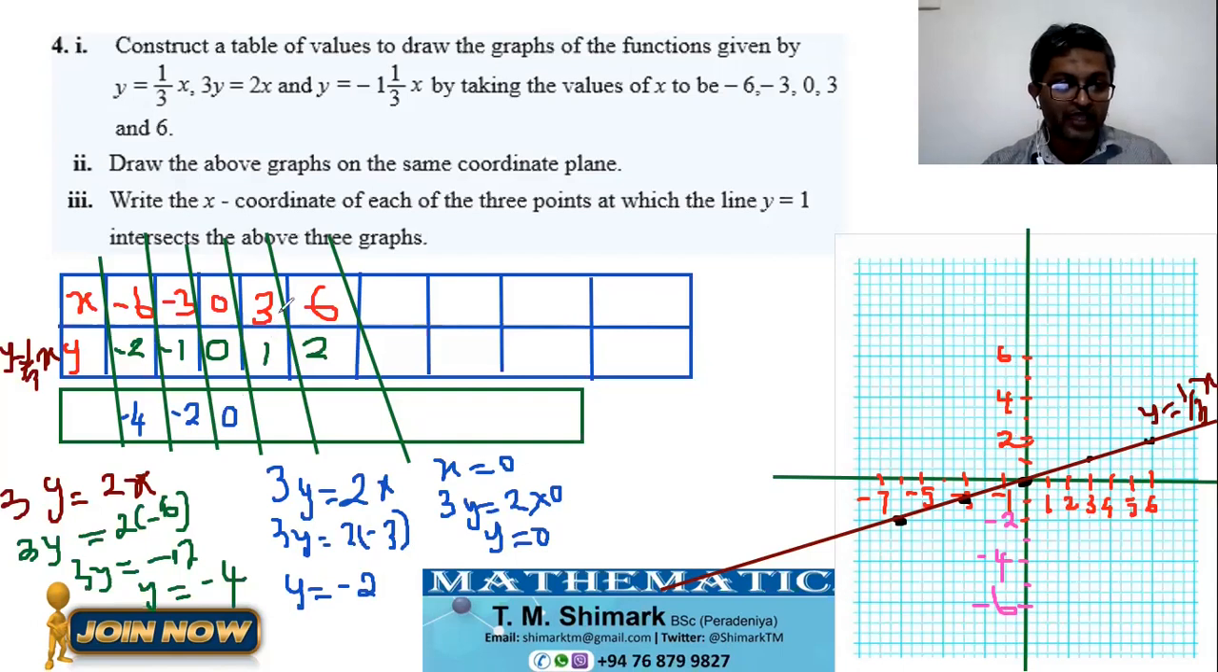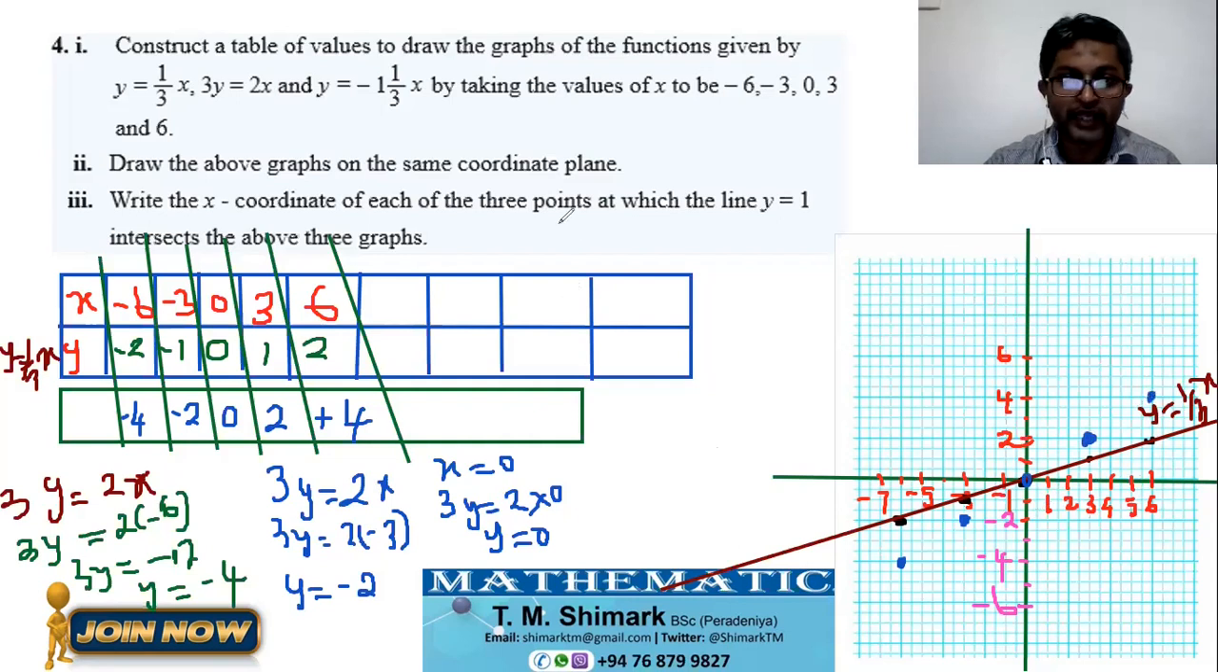So likewise, if you put 3 here, you will be getting plus 2, right? And if you put 6 here, you will be getting plus 4 there. When x is minus 6, y is going to be minus 4. Just mark it. X is minus 3 is here, minus 3 and minus 2. When 0 it is 0. When 3 it is 2. When x equals 6 it is plus 4 there, right?